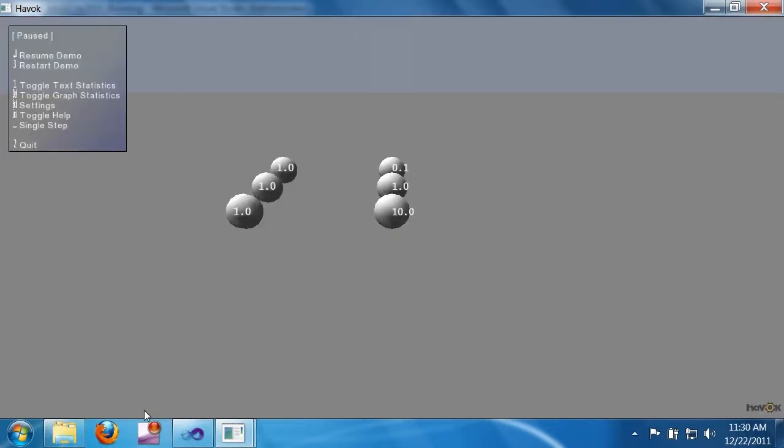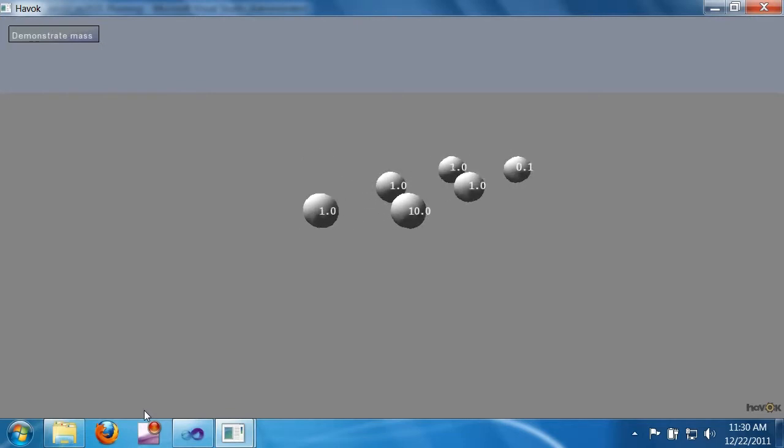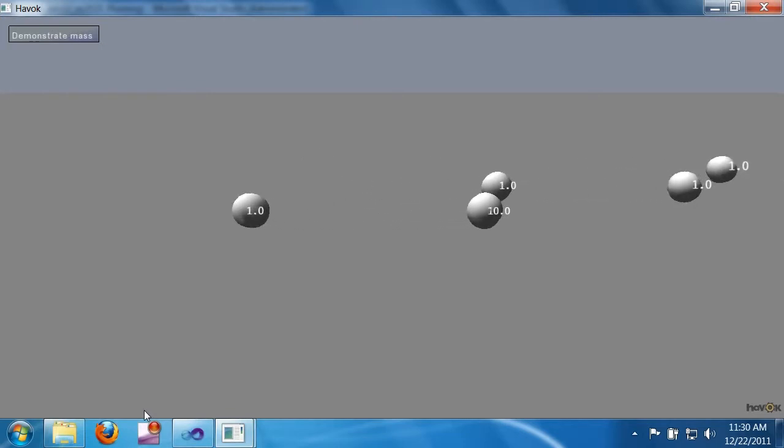This demo shows how mass affects the way that rigid bodies react to collisions. I've set up six spheres, and each is labeled with its mass in kilograms, which is the unit that Havok uses. All of the spheres on the left weigh 1 kilogram, but on the right they range from 0.1 to 10 kilograms. When they collide, all at the same speed, the lightest sphere moves faster while the heaviest sphere moves slower.